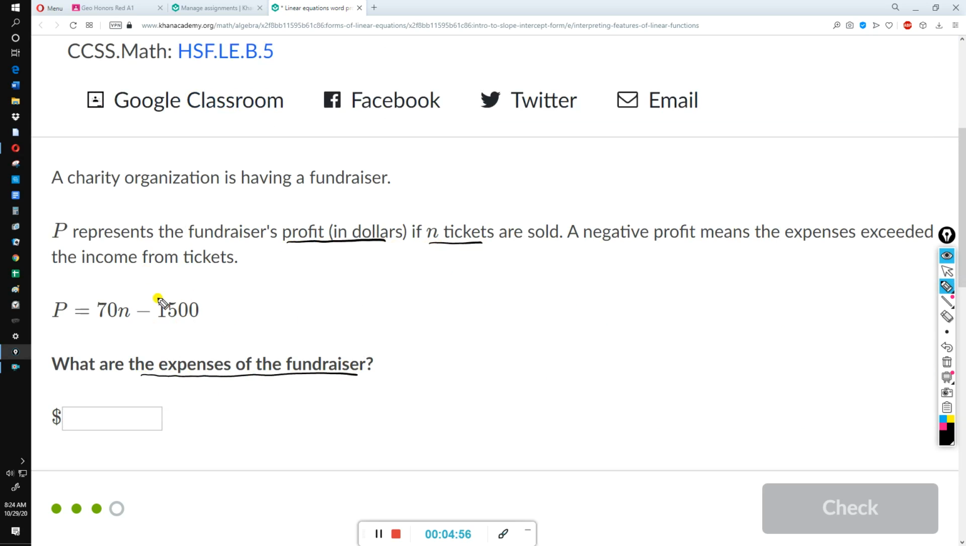Okay, well, that's easy, guys. Every time you sell N tickets, it goes right here. So the profit increases by 70 each time. That's not part of the expenses. Obviously, the expenses decrease the profit. So this part here is the expenses right here. Okay? But you don't enter the negative. The expenses are just $1,500.